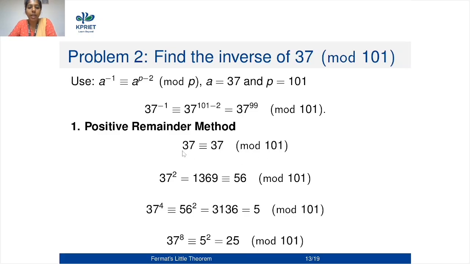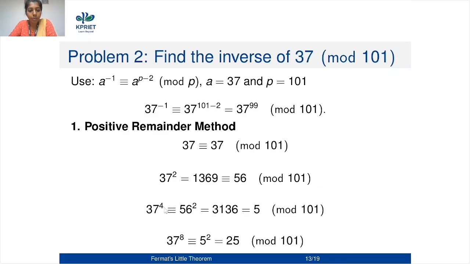Okay, so in that case I have written the remainder as 37. Now my aim is to find the remainder of 37 power 99. To reach this destination, I want to increase the powers. So 37 squared gives 1369. When this number is divided by 101, it gives the remainder 56.